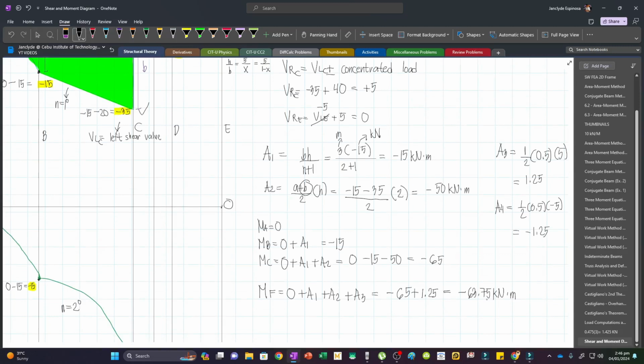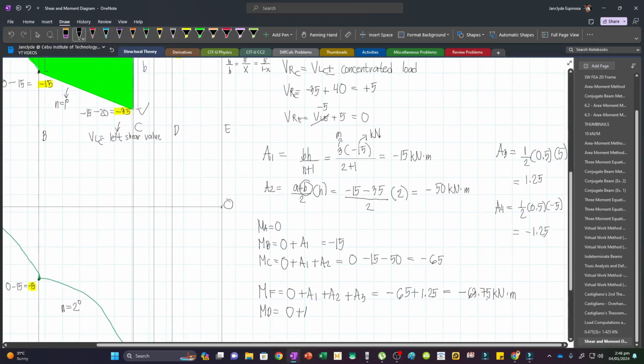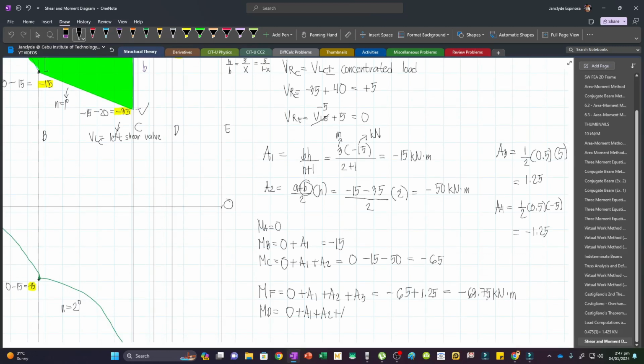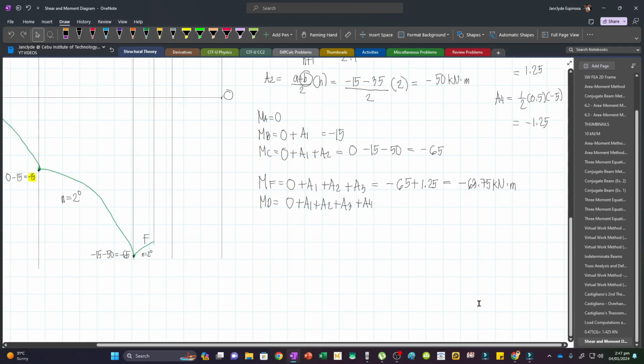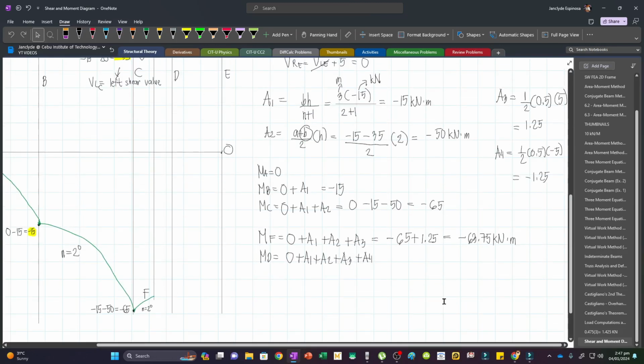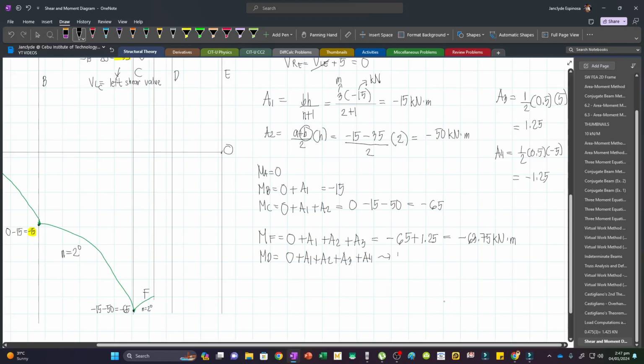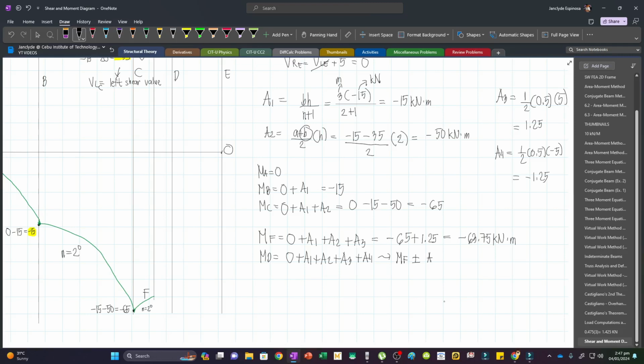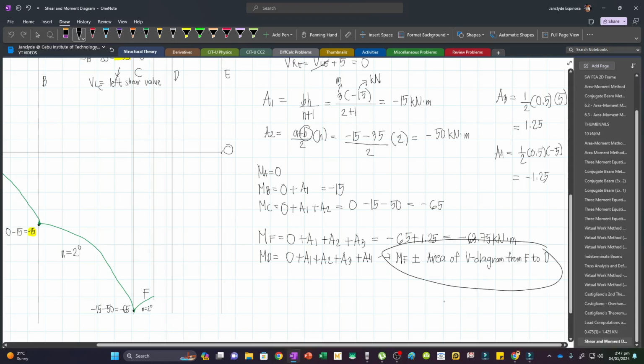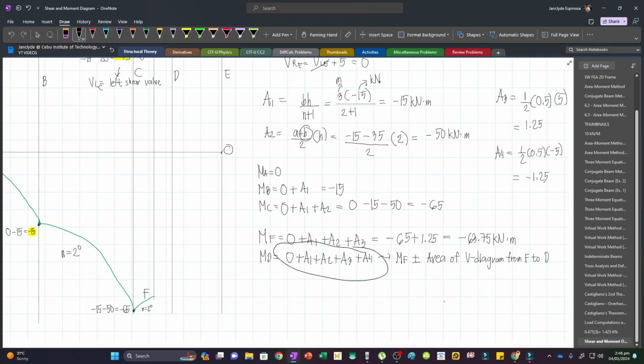And so to get MD, we have 0 plus A1 plus A2 plus A3, and then plus A4, or this is simply the moment at F plus the area of the shear from F to D. So this is also MF, and then plus or minus the area of the shear diagram from F to D. You can interpret it as this one because this is what I discussed earlier. But this is the more intuitive solution. We are just essentially adding all the areas.